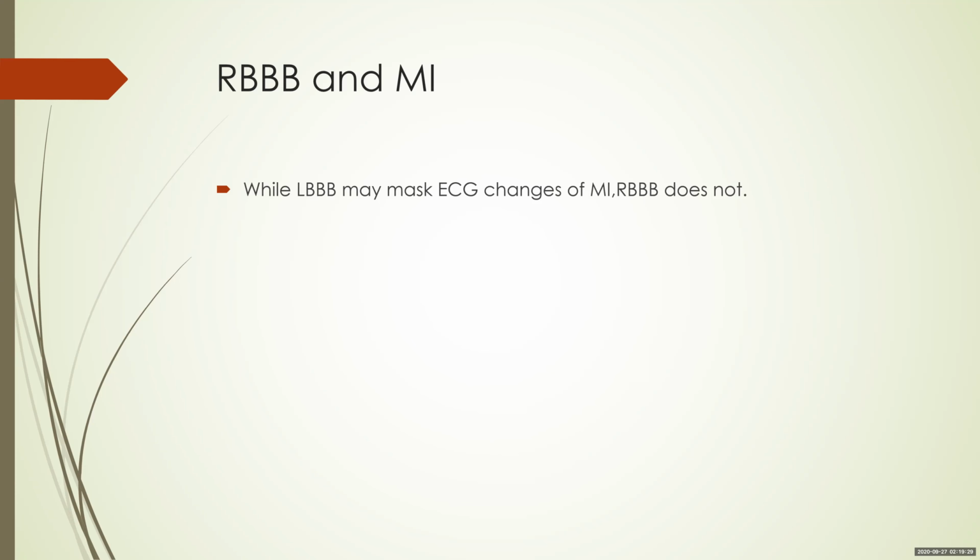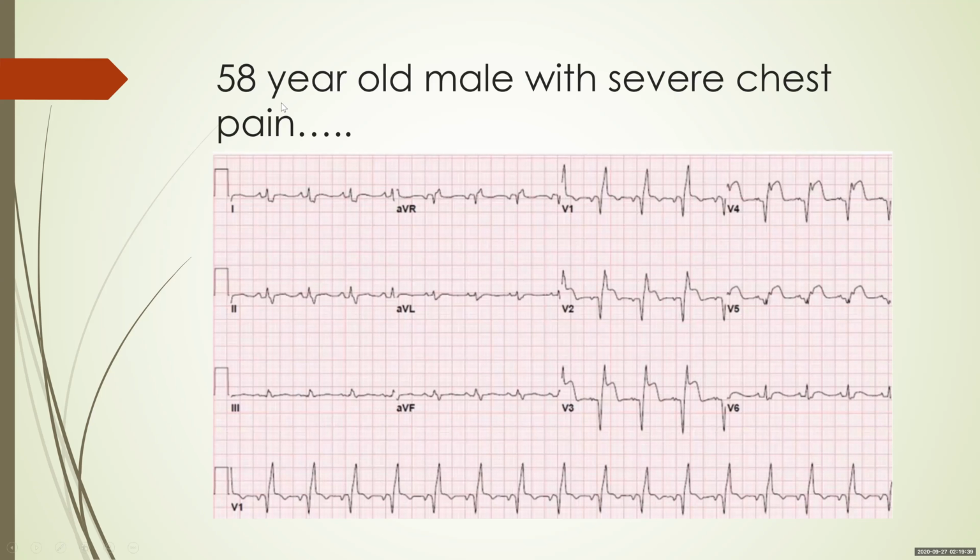But RBBB does not mask. Even a beginner can diagnose an anterior wall MI in the setting of a right bundle branch block. So to illustrate this, you have a 58-year-old male who presents with severe chest pain. From the beginning itself, you can see there is a prominent right bundle branch block with ST elevations, which are clearly seen in V2, V3, V4, V5, and a bit in V6 also. So you have an anterior wall MI with a right bundle branch block. This is a so-called QRBBB pattern, where the first R is gone because of the ischemia of the septum. So you have the QRBBB pattern.